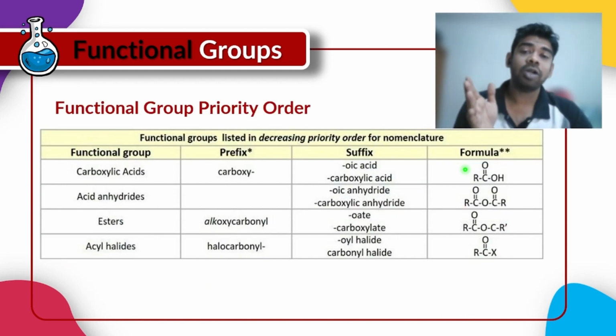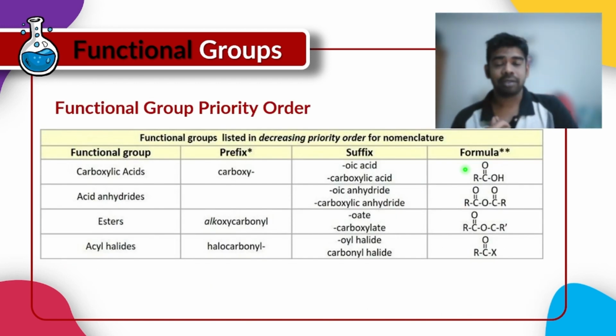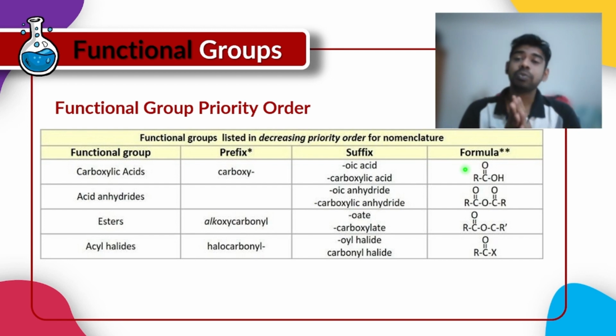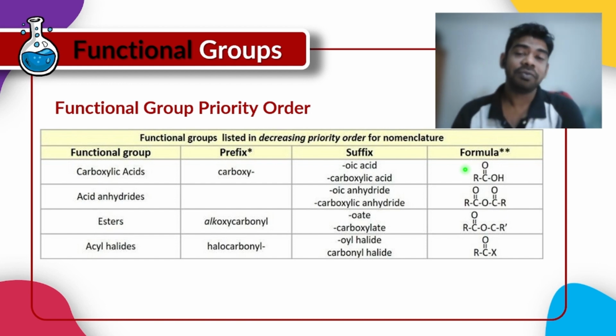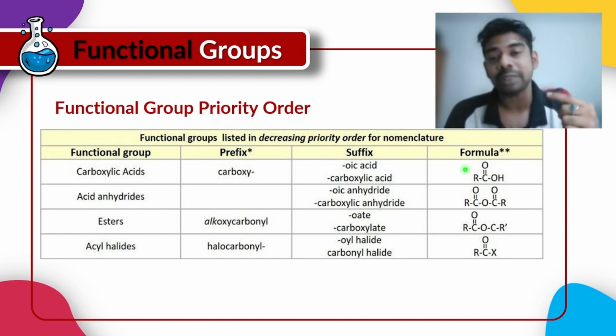Now let's move on to something called priority order. What do we mean by priority order? We have so many functional groups, and if a particular compound contains more than one variety of functional group, how do we name it? To solve that, IUPAC has given this particular order.